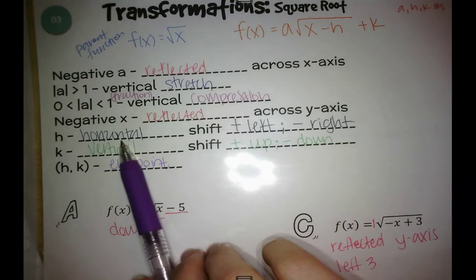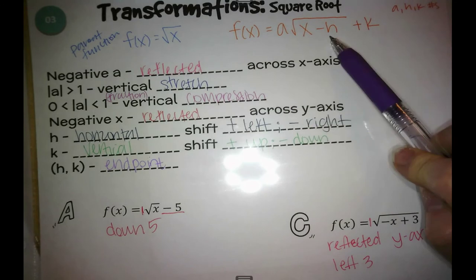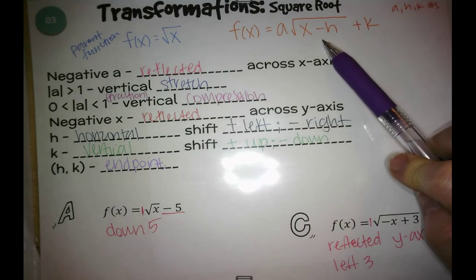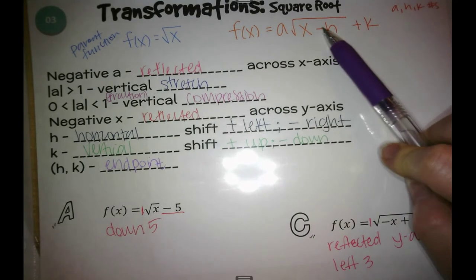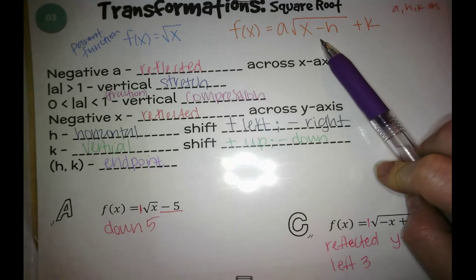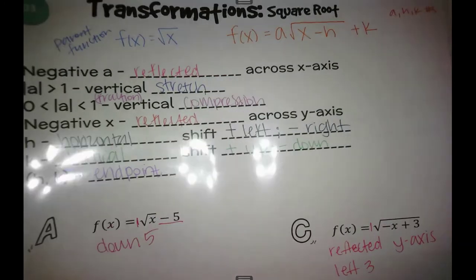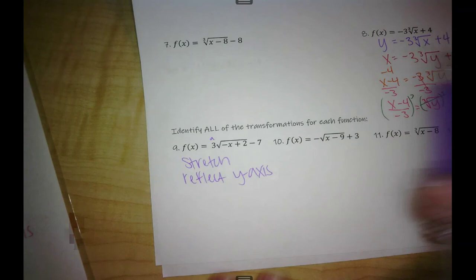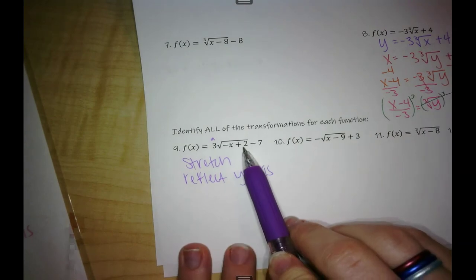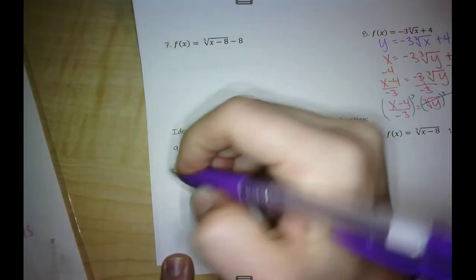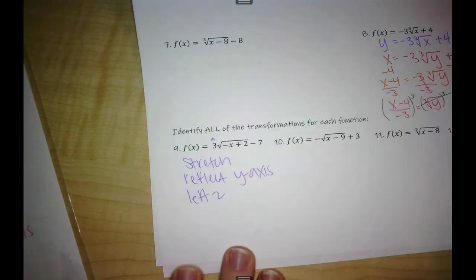Okay, and then our horizontal shift is this number inside the radical next to the x, and remember, it lies. So if it's positive, it goes to the left, and if it's negative, it goes to the right. So do we have one of those? We do. We have positive 2, so we're going to go to the left 2.